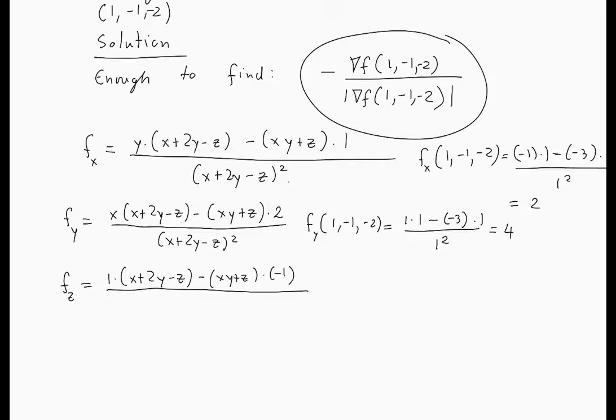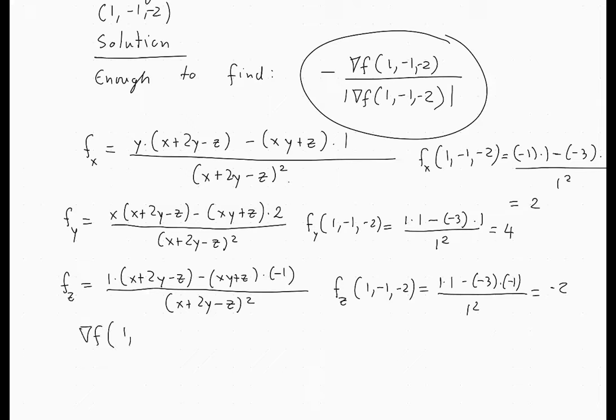So f sub z of 1, -1, -2 is going to be 1 times 1 minus -3 times -1, divided by 1 squared. How much is this? So you have 3 negative signs here. That will give you minus, so that will be 1 minus 3. That's -2 on the top divided by 1. That's -2, which means that the gradient at the point 1, -1, -2 is going to be 2, 4, -2.